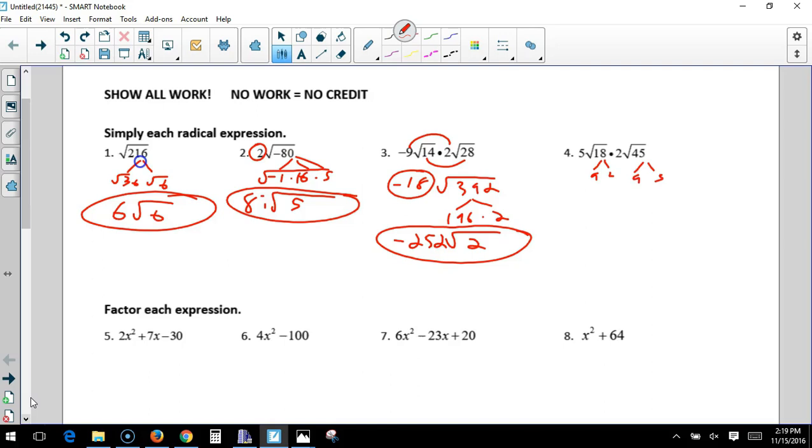The square root of 9 is 3. Don't forget this. 3 times 5 is 15 root 2. Times square root of 9 is 3 root 5. Now I can do smaller numbers on the inside and not have to worry about breaking them down. 45 times radical 10.